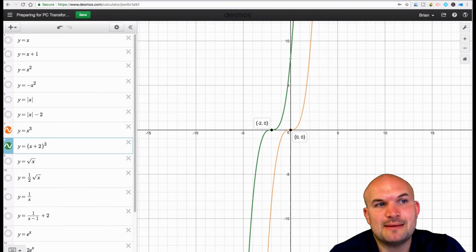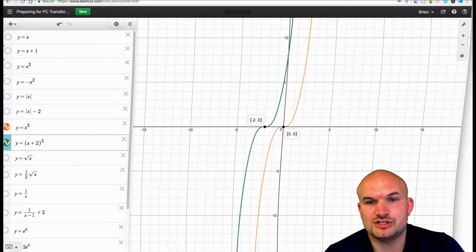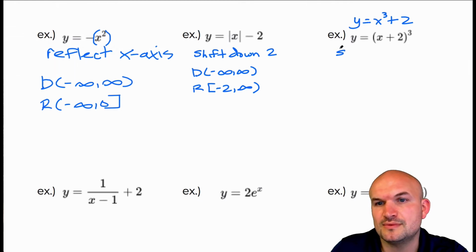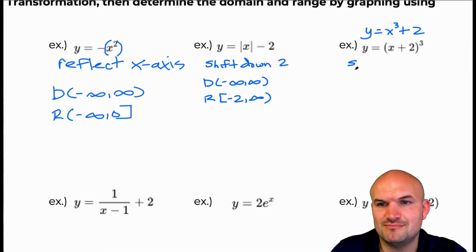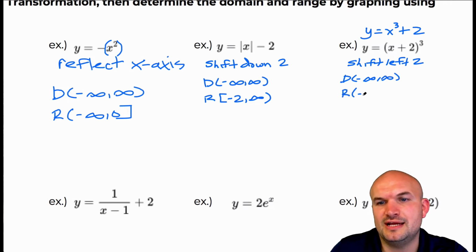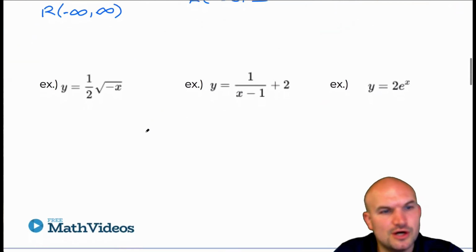Now, in this example, my domain and range have no restriction, so it doesn't really affect my domain and range. But as far as identifying the transformation, we're going to want to say shift left 2. But my domain is still the same, negative infinity to infinity, and my range, negative infinity to infinity. Okay, so now let's go and look at this.